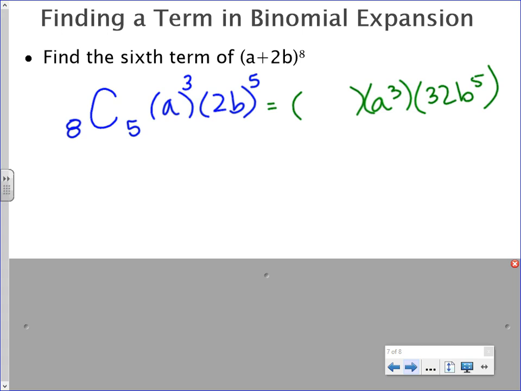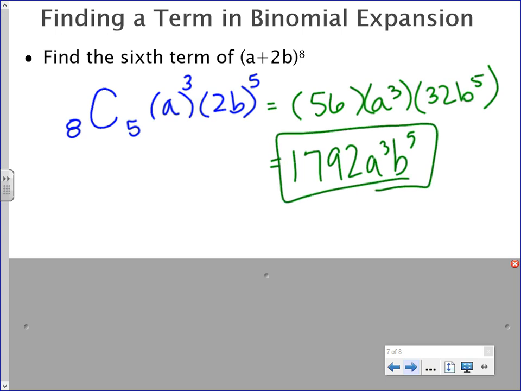What's 8 combinations of 5? 56. So we have 56 times a cubed times 32 b to the 5th. 56 times 32 would be... okay. Now that's not so bad. Right? It's really not a lot of work.